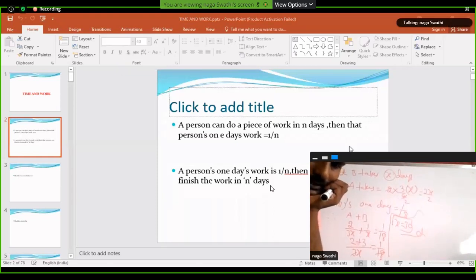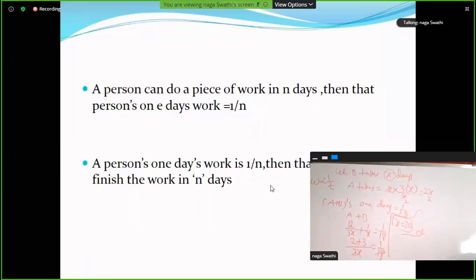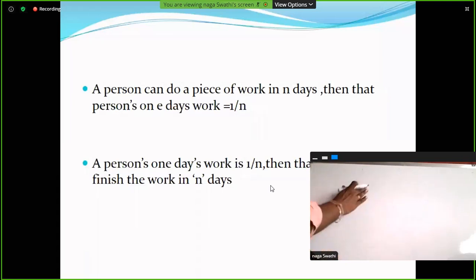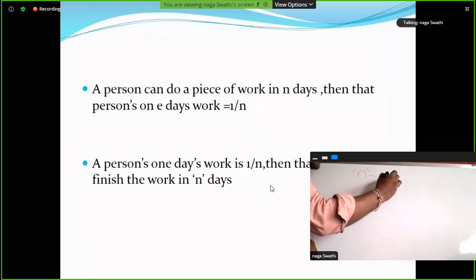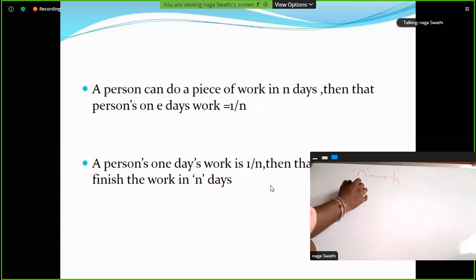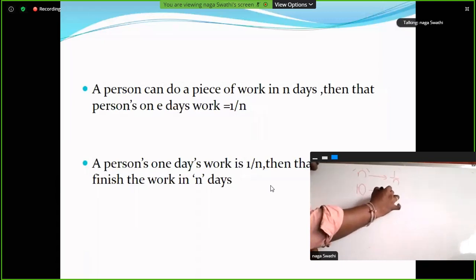See once, this is from time and work. This is the concept of time and work. If a person can do a piece of work in n days, then that person's 1 day's work is 1 by n. For example, a person can finish a work in 10 days, then the person's 1 day's work is 1 by 10.